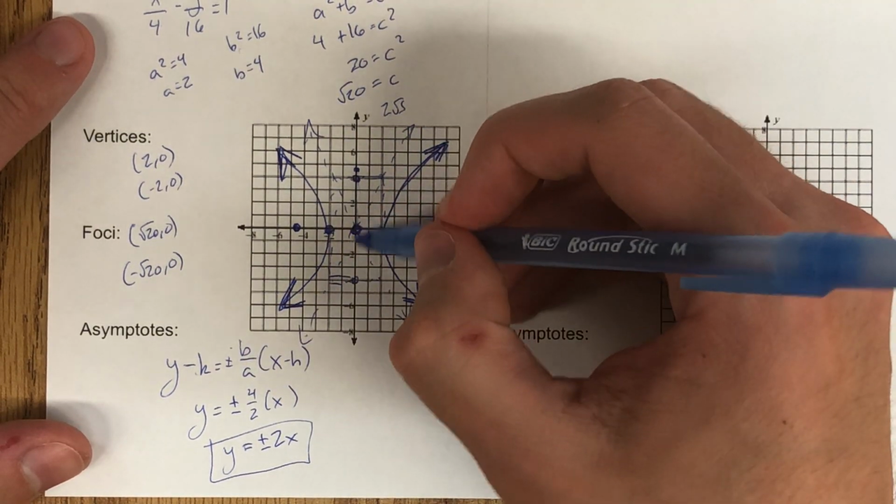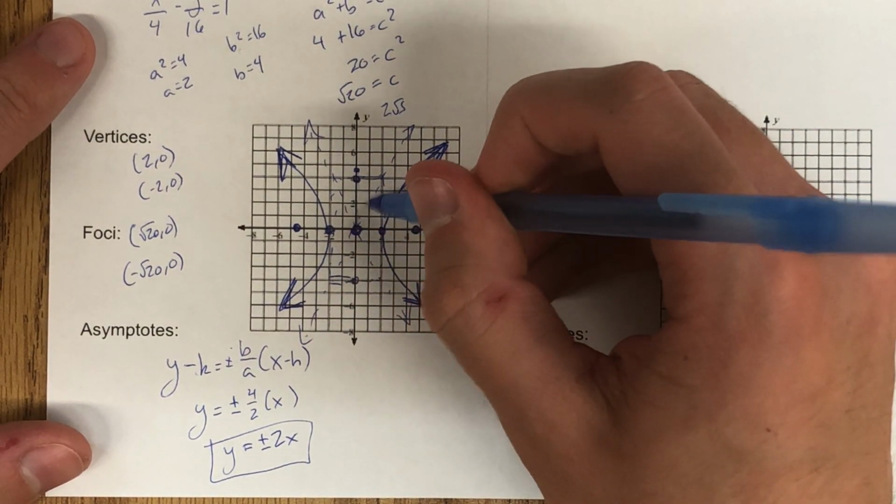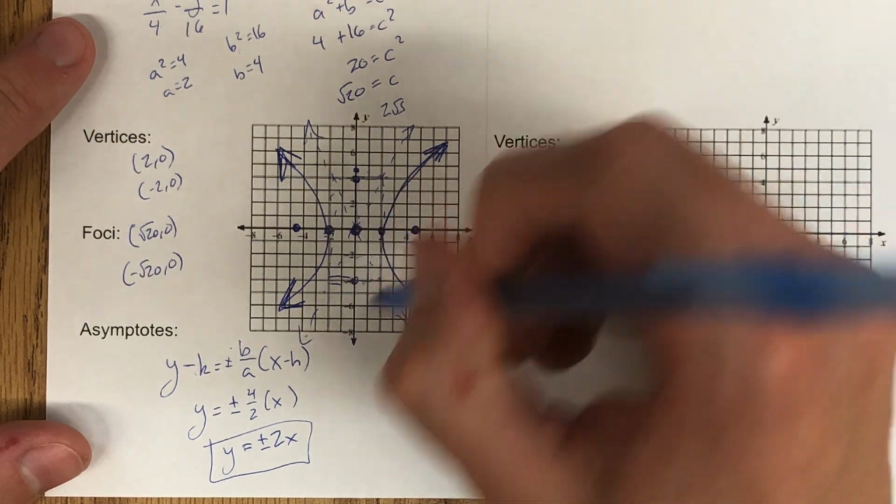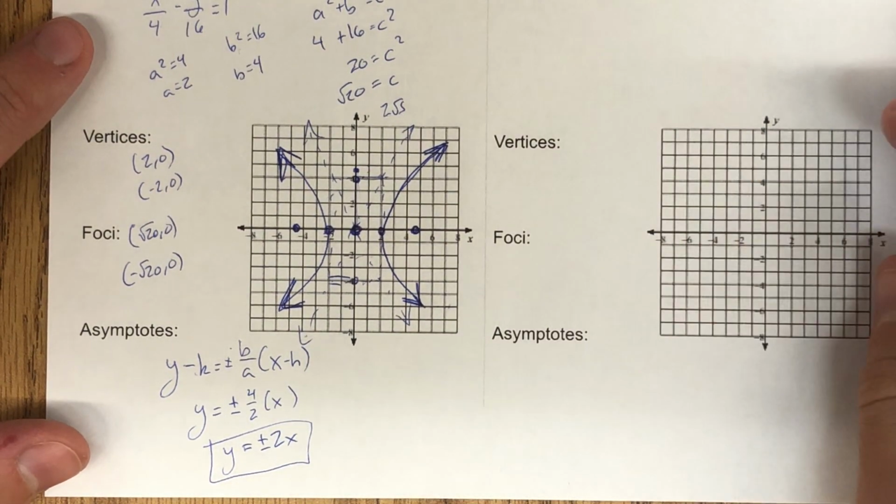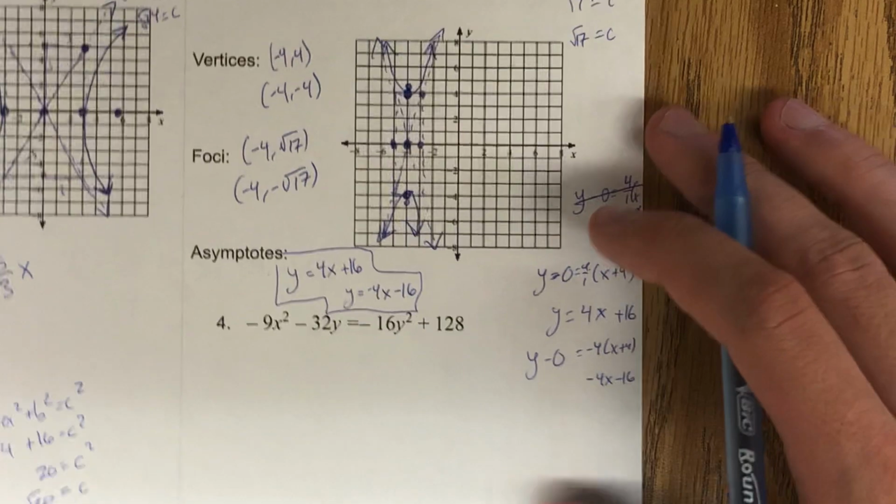And you could find it that way. We could check to make sure. So from the center at 0, we go up 2 over 1. From the center at 0, we go down 2 over 1 for the negative 2x. Works the same. Okay. Moving on to number 4. So this is our last one.